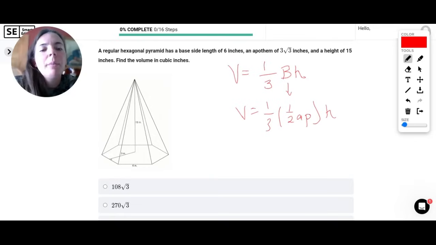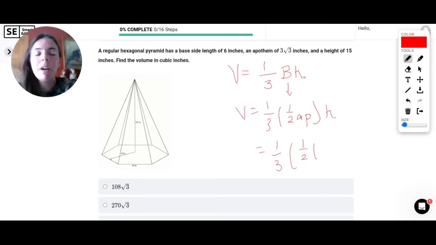So what we're going to do here is now just plug in what we know. So 1/3 times 1/2 times the apothem, 3 square roots of 3. The perimeter, well, the perimeter of our hexagonal pyramid base, if each side is 6, a hexagon has 6 sides, so 6 times 6 would be 36. And then I'm going to multiply that by the height of 15.